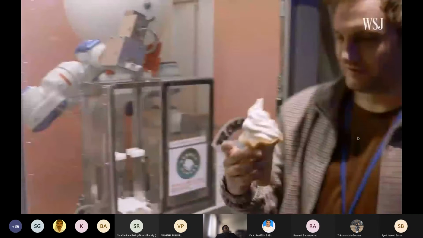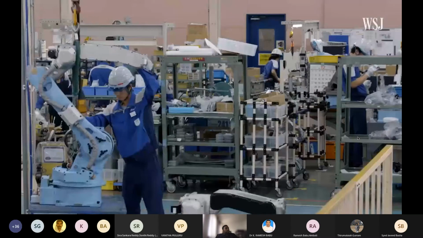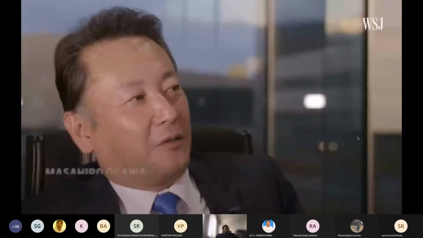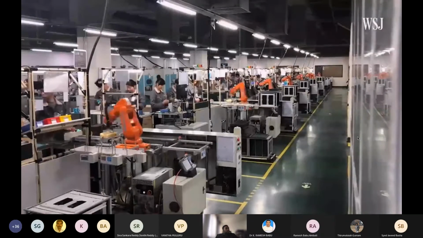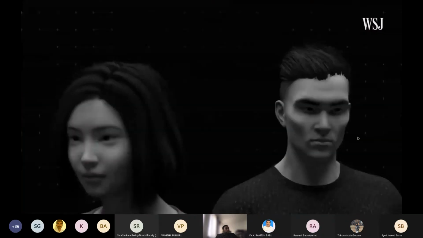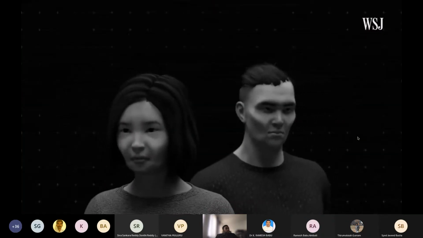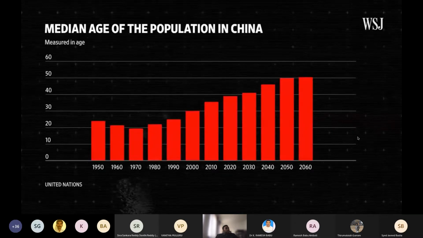Back at Yaskawa, Ogawa tells us most of the customers who come to him looking for new automation solutions come from China. China market huge, and the growth ratio very high. How high? Last year, Chinese demand for robots grew more than 20%. One reason for that is China's working population is aging. By 2060, the average Chinese citizen is projected to be 50 years old.